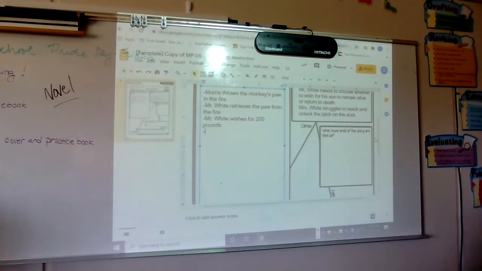What happens when he wishes for the 200 pounds? I think the paw moves. The paw twists in his hand. Okay, then what happens? What major event happens?